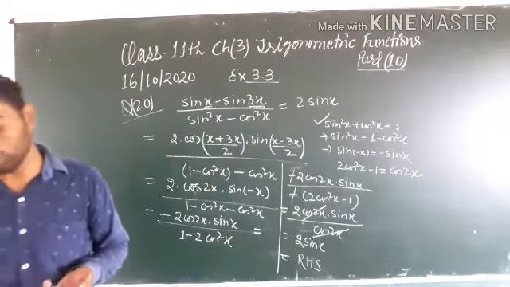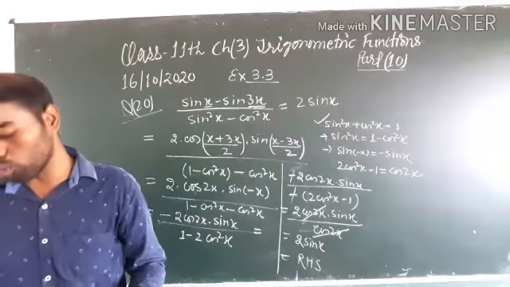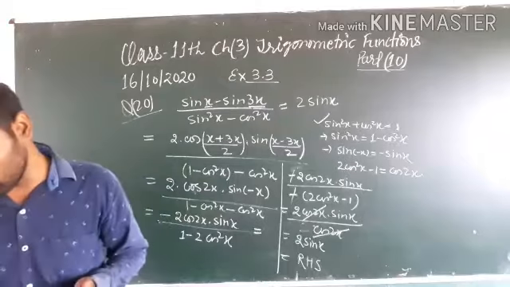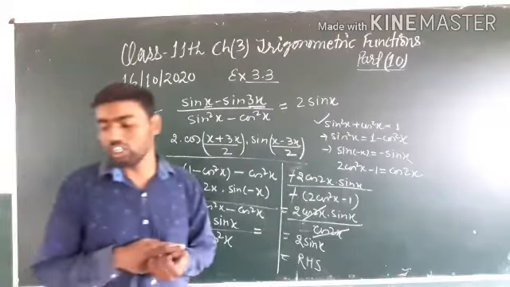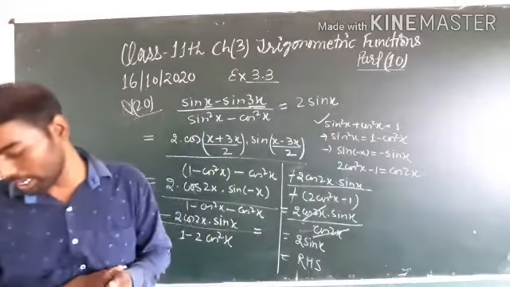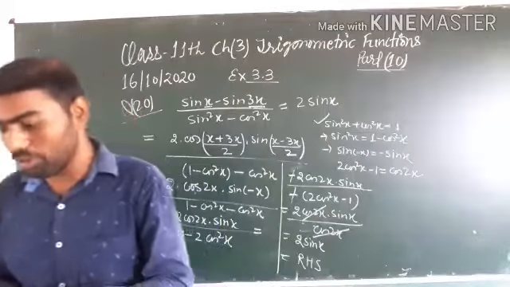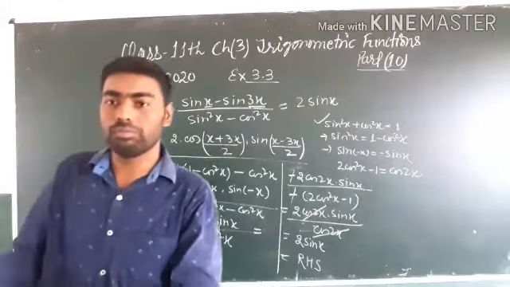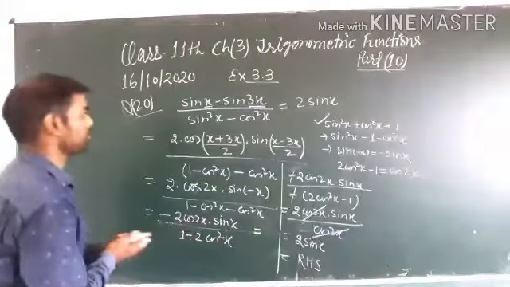Now we move on to question number 22. In question number 21 you use a trigonometric identity: in the denominator part is cos C plus cos D and in the numerator part sin C plus sin D. So we move on to question number 22.